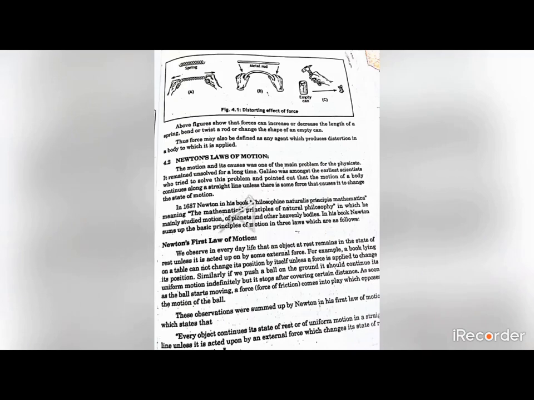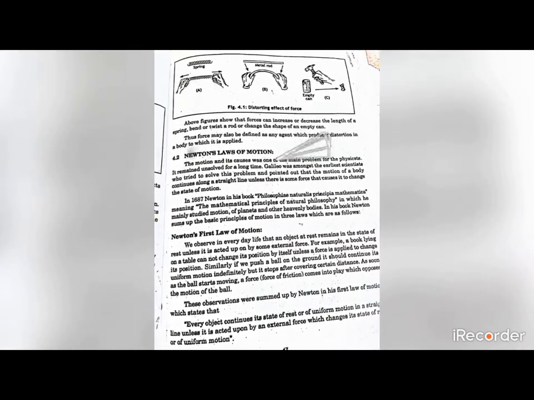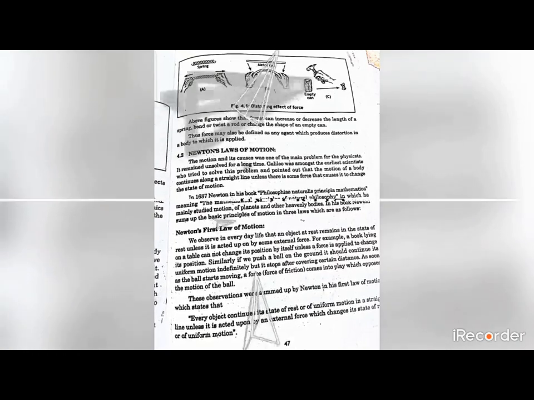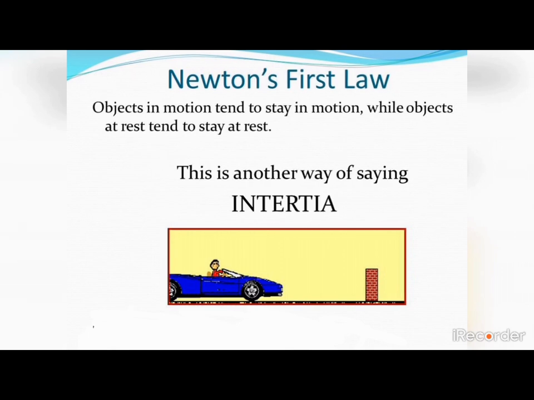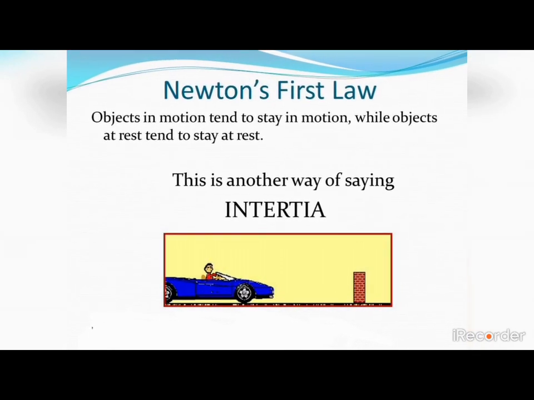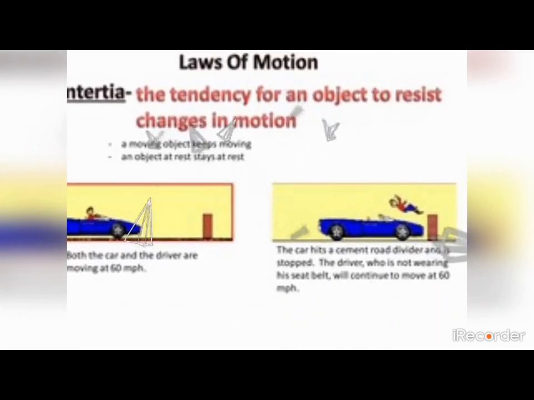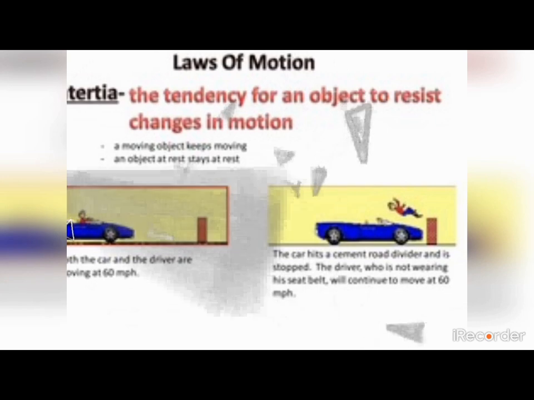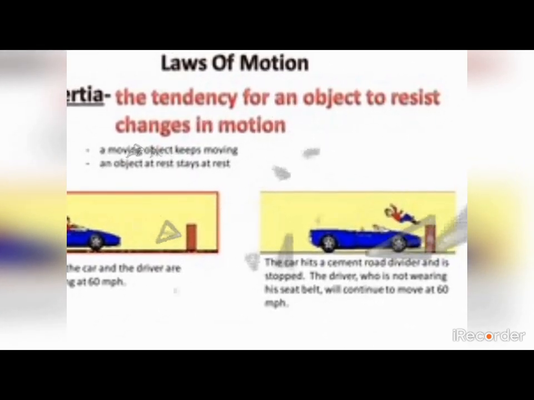It states that a body does not want to change its state, whether it is in the form of rest or in motion. An object in motion tends to stay in motion, while an object at rest tends to stay at rest. This is also known as the law of inertia. Inertia is the tendency or capability of an object because of which it resists changes in its state.